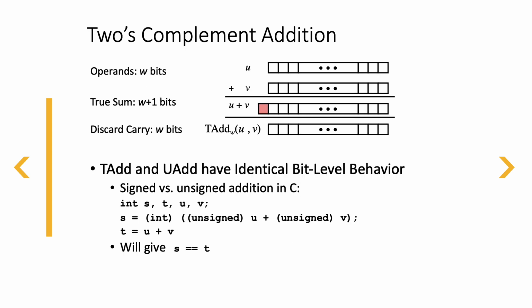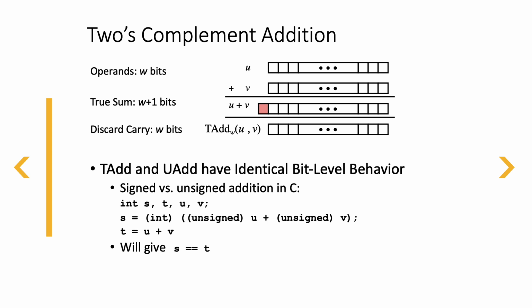Well, now that we've addressed unsigned addition, let's take a look at how this changes when we switch over to 2's complement. And the good news is it really doesn't at the bit level, right? 2's complement addition and unsigned addition have identical bit level behavior. We just add up those bits in a bitwise fashion. If we have a carry bit, we discard it, just like in unsigned addition.